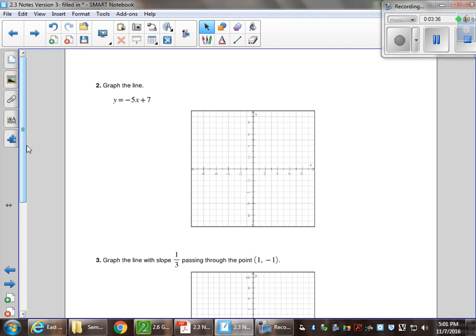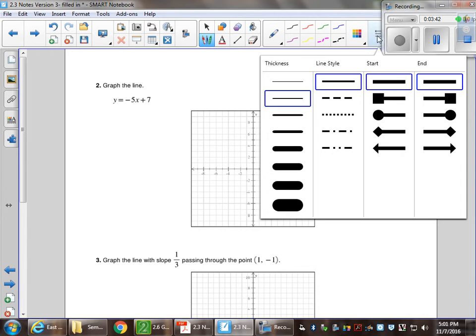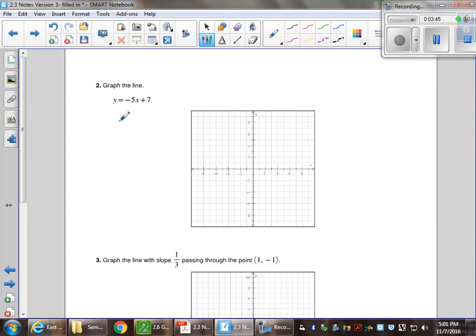Look at number 2. Graph the line y equals negative 5x plus 7. Is this ready to graph? Well, is it solved for y? Yes, it is. So again, I'm thinking y equals mx plus b. So here, my slope is negative 5. What's my mental picture? Increasing or decreasing? Decreasing. It's negative. My y-intercept, 7. Step 1, plot the y-intercept. Step 2, use the slope to graph.